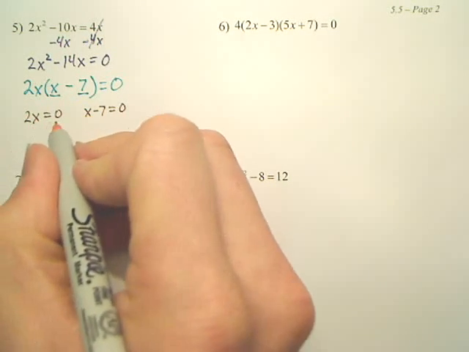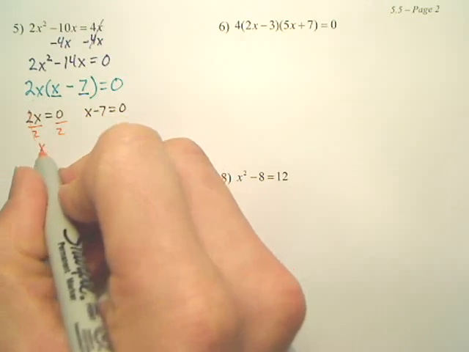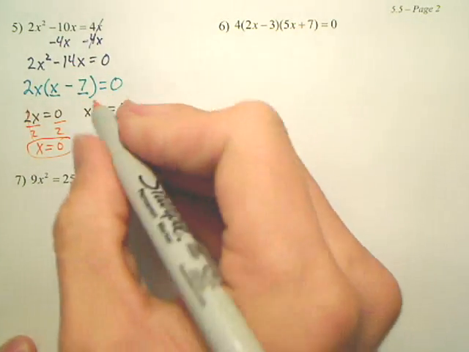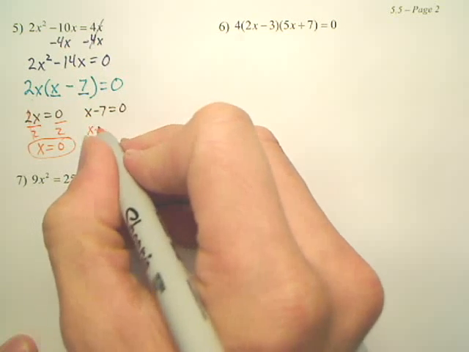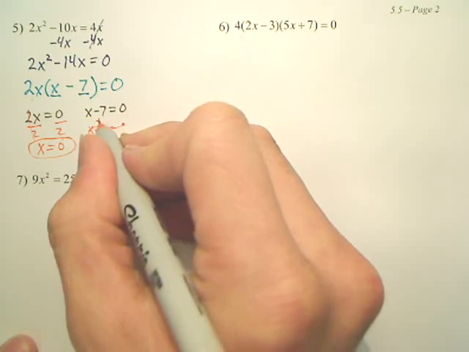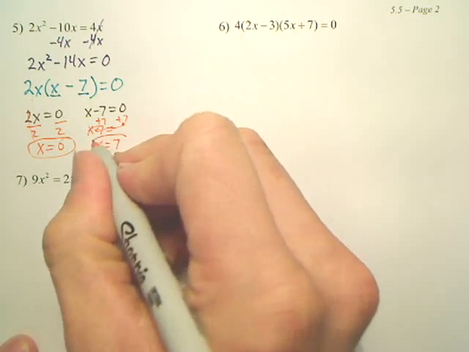So what would make this one 0? Well, if you just divide by 2, so that's 0. So 0 would make it 0. And here we would have minus 7 gives me 0. Oops, I shouldn't have done that way. Add 7 to both sides. X equals 7.